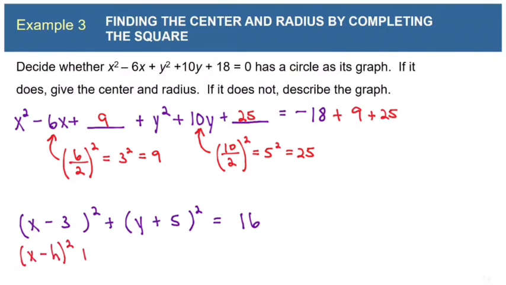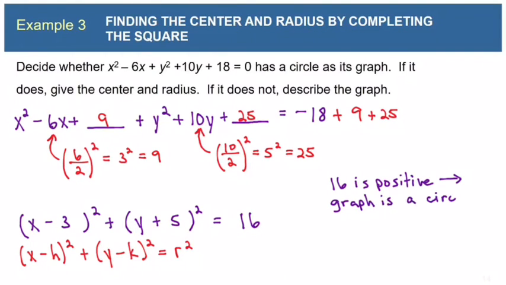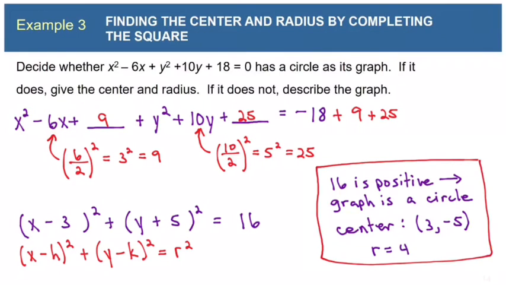Now, think about the center radius formula. And so our h will be 3, and our k will be negative 5, and r squared is 16. Now, since that right side came up positive, it means the graph is a circle, and its center is going to be at 3, negative 5, and its radius is going to be 4.